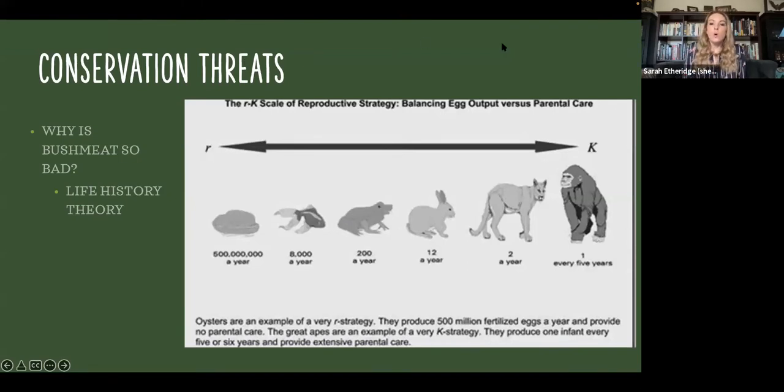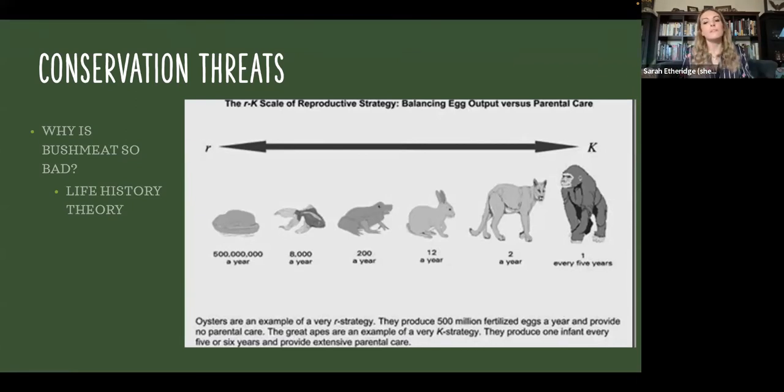Great. So the reason why bushmeat is so bad for apes is what we call life history theory. It's that idea of, do you focus on quality of offspring or quantity of offspring? So if you're an animal that has litters of babies every year, something like a rabbit, if someone goes out and hunts one rabbit, it's not really going to affect the population, because they're going to be able to have other litters that are going to provide way more babies than they need to make up for that one missing rabbit.